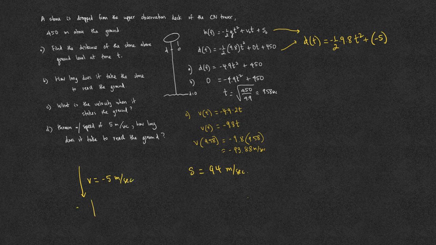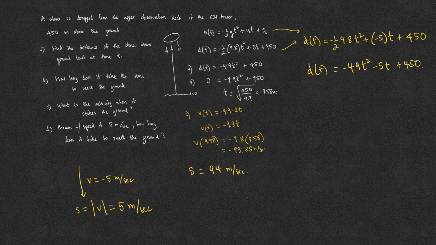Again, the speed is the absolute value of the velocity. That is why it is 5 meters per second. v sub 0 is negative 5. We still need to rewrite t, plus s sub 0 is 450. So with an initial velocity, the equation is now negative 4.9 t squared minus 5t plus 450.